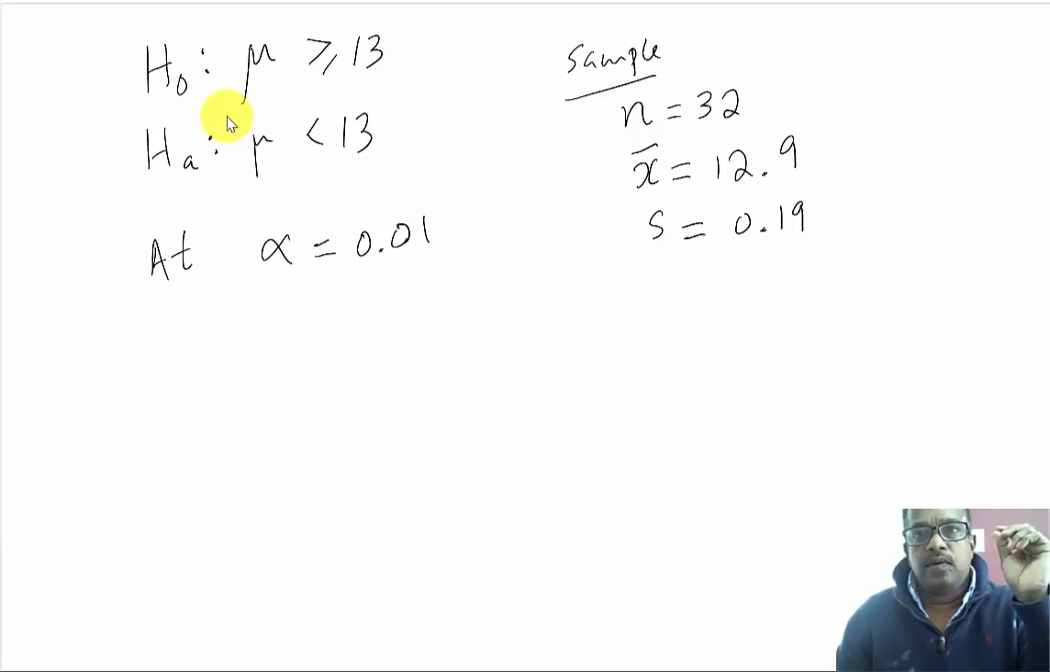Let me show you how to do hypothesis testing for the mean using StatCrunch. Suppose we had to test this problem. Null hypothesis is mu greater than or equal to 13 and alternative is mu less than 13 at alpha 0.01, the level of significance. And suppose this is the sample information we get. We had a sample size of 32 and the mean is 12.9, standard deviation is 0.19.